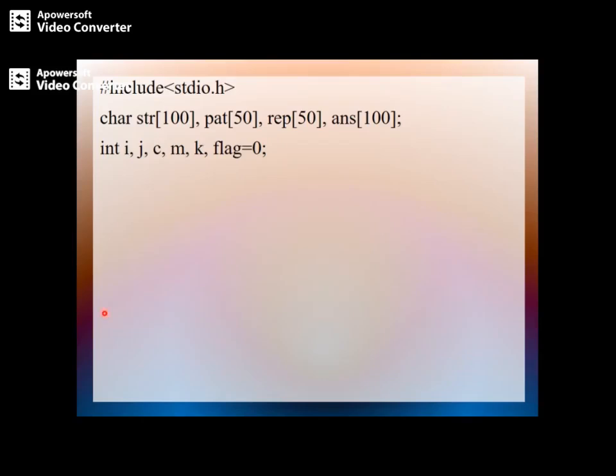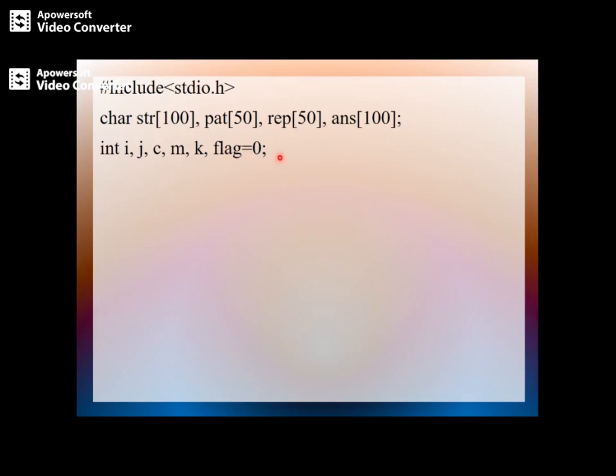Hash include stdio.h, which is necessary for including functions like printf or scanf. Then character arrays str, pattern, replacement, and answer are declared to hold the main string, pattern string, replacement string, and answer string, and the necessary variables I have declared and kept. And flag equal to 0 I have also used.